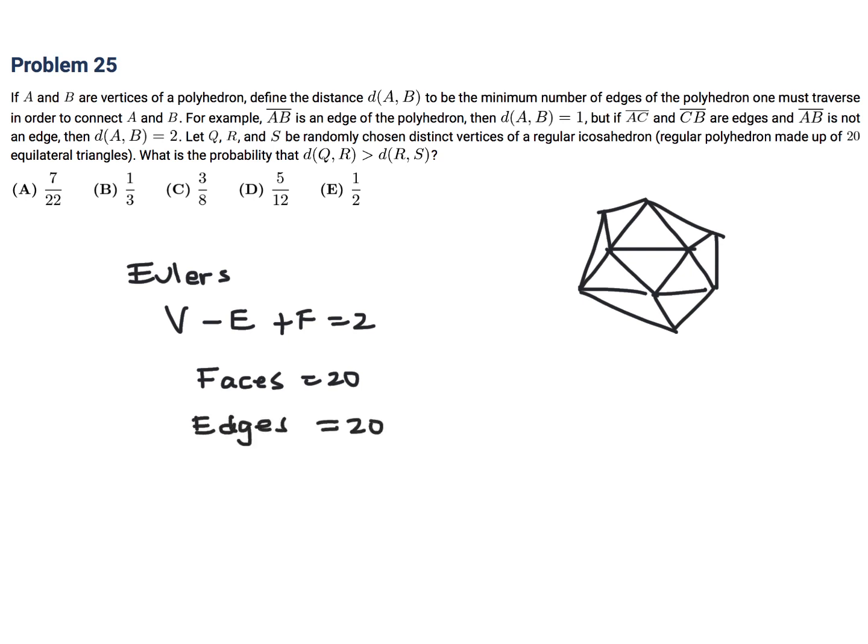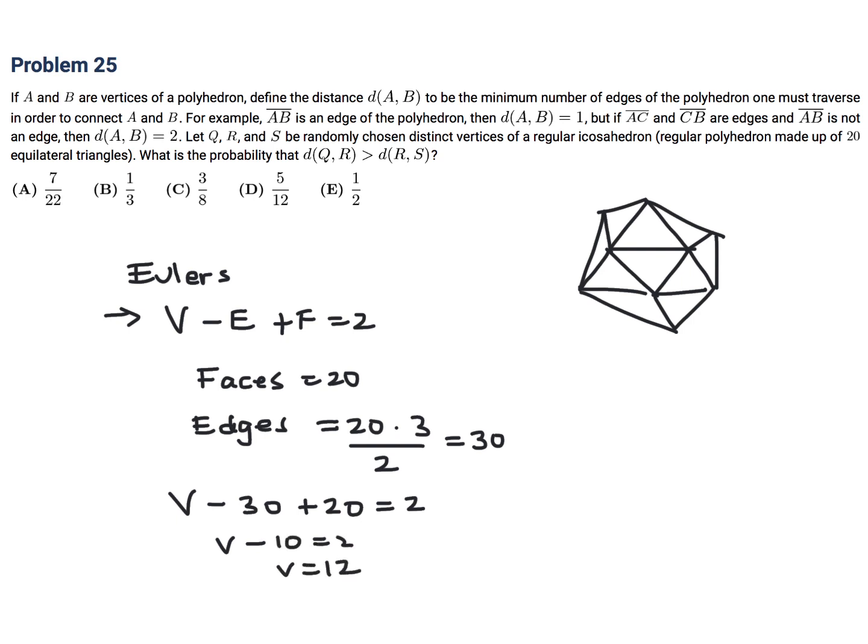well, there are 20 faces. Each has 3 edges because each of them is a triangle. And then, in the end, you have to divide by 2 because each edge is shared by 2 faces. So if we just did 20 times 3, we'd double count. So you divide by 2 and get 30 edges. Then subbing into Euler's formula, V minus 30 plus 20 is 2. So V minus 10 is equal to 2, so V is equal to 12. The number of vertices is 12.